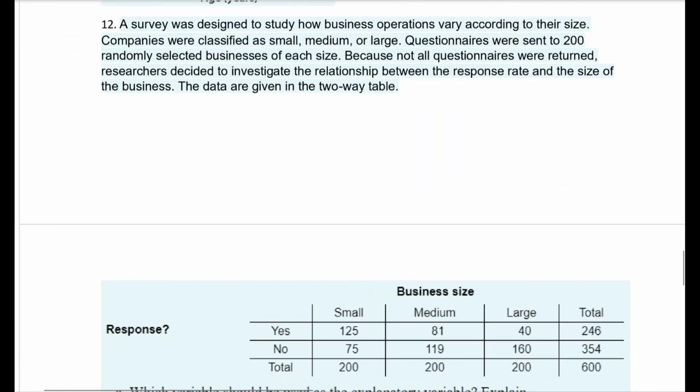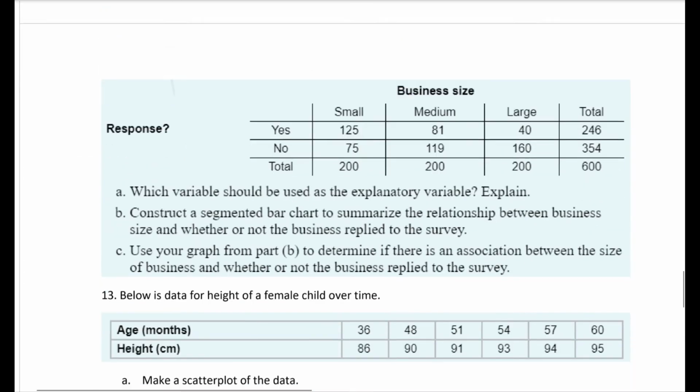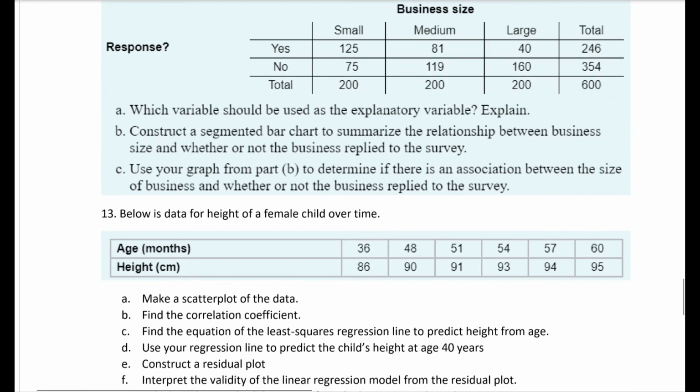Number 12. A survey was designed to study how business operations vary according to their size. Companies were classified as small, medium, or large. Questionnaires were sent to 200 randomly selected businesses of each size. Because not all questionnaires were returned, researchers decided to investigate the relationship between the response rate and the size of the business. The data are given in the table. All right, so we have our data here. This is number 12.